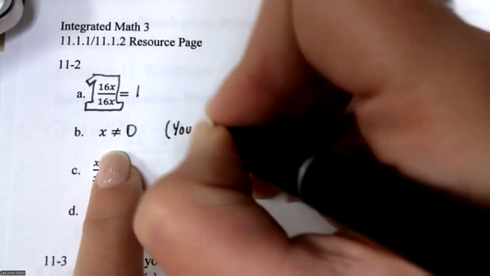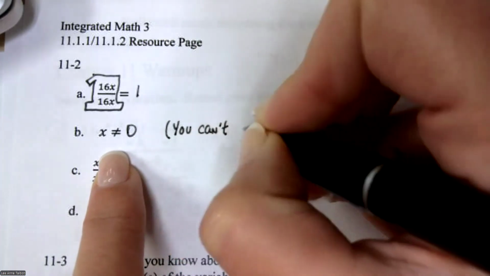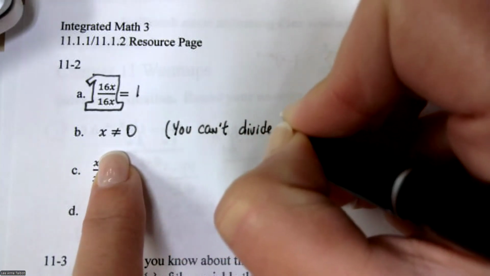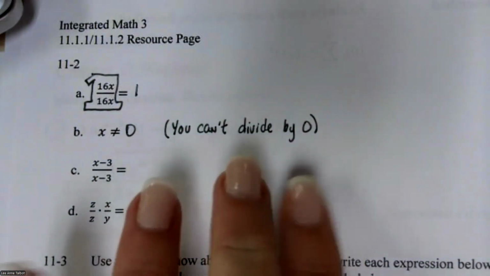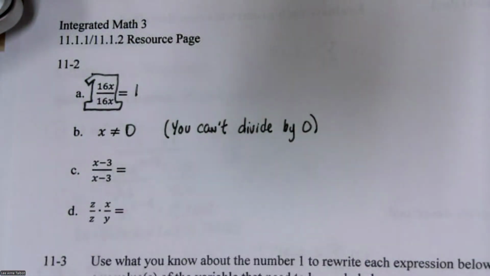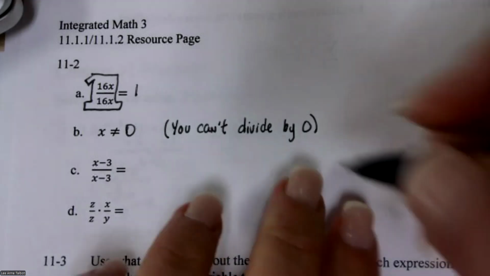Okay, and I want you to put a note for yourself. This is going to be important through the whole chapter. You can't divide by 0. So that means that anything that makes 0 on the bottom is going to be called an excluded value.